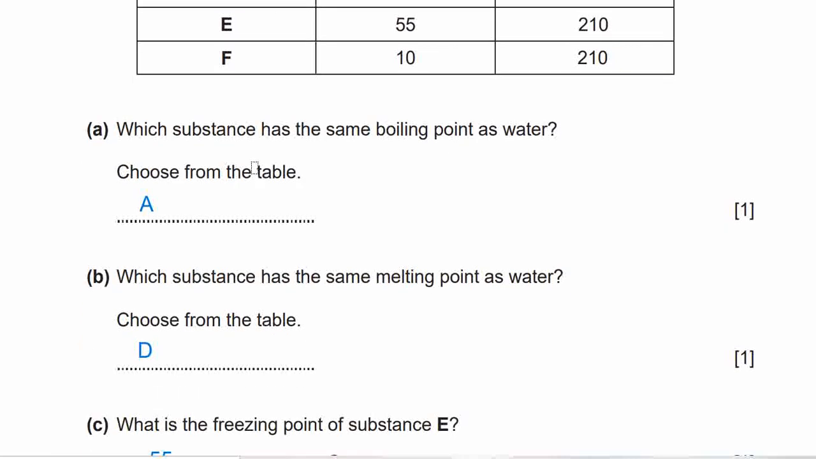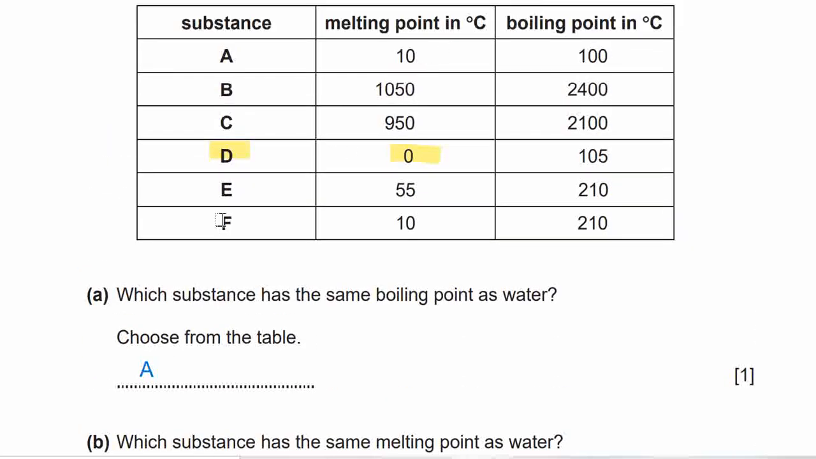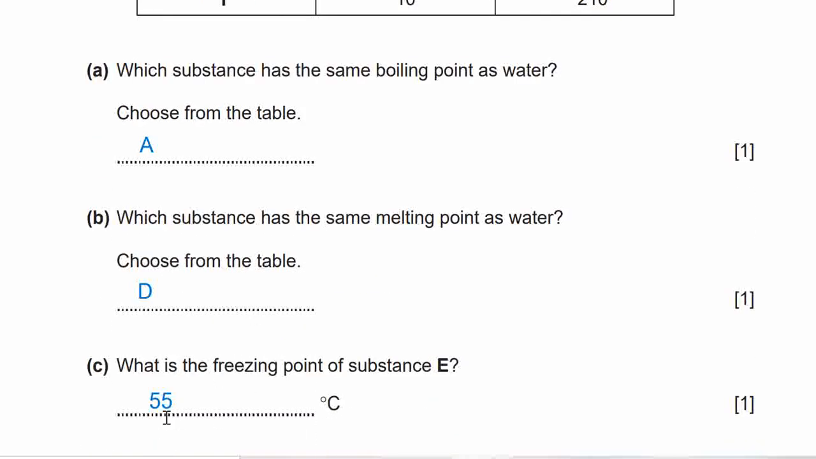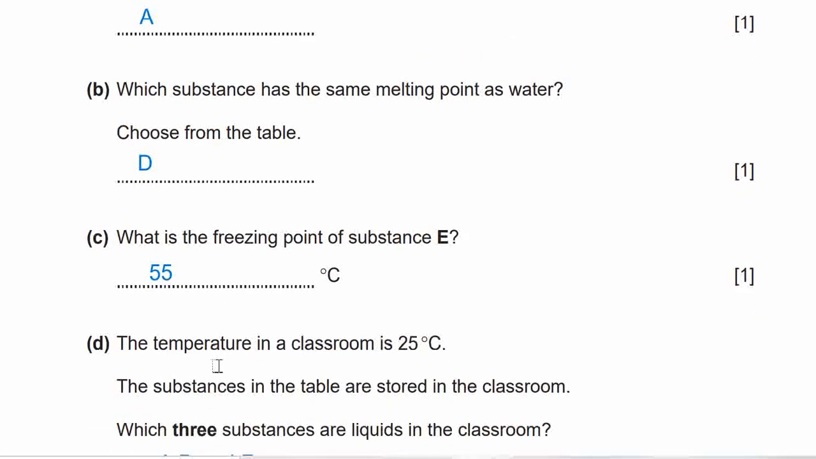Next, what is the freezing point of substance E? If we see substance E is this, and this is the melting point. The melting point is also the same as the freezing point. It's the point where the state changes from solid to liquid, or if it's freezing, from liquid to solid, but at the same temperature, 55. So it should be 55 degrees Celsius. That's the answer.